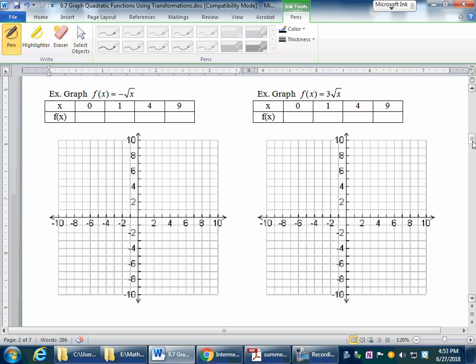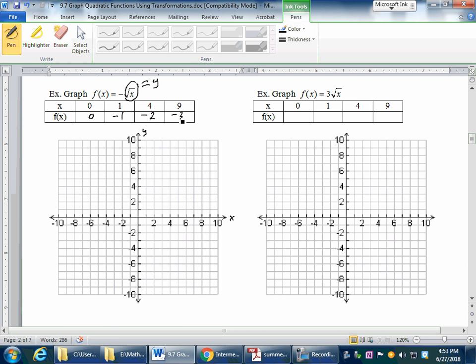If I multiply a negative to my square root of x, which is my what? Y, then the entire graph is going to reflect about the x-axis. So at 0, square root of 0 will be 0. 0 times negative will still be 0. Square root of 1 is 1, and that will become negative 1 because of the outside negative. And the square root of 4 will be 2. With negative will be negative 2. Square root of 9 will be 3. And then with the negative will be negative 3.